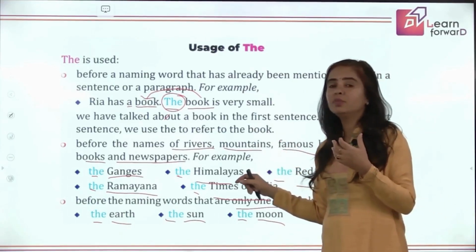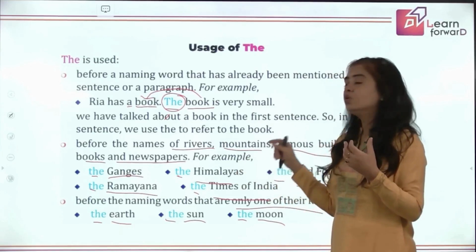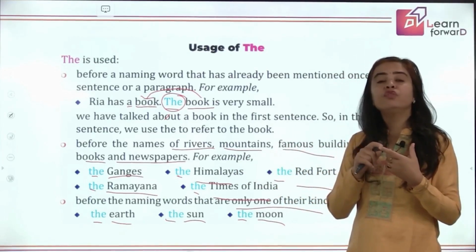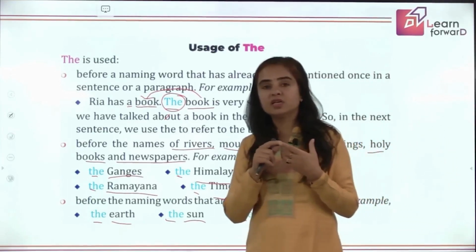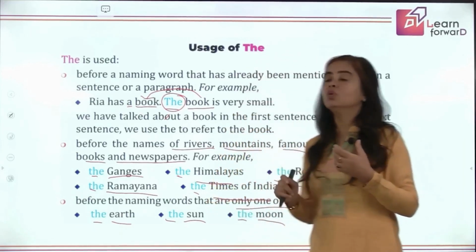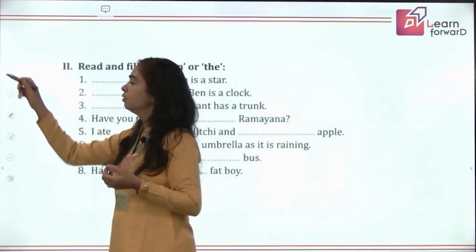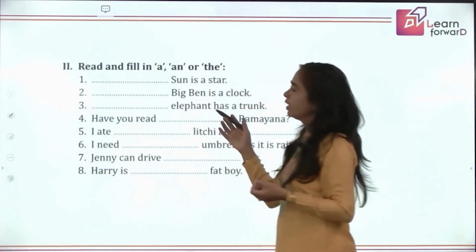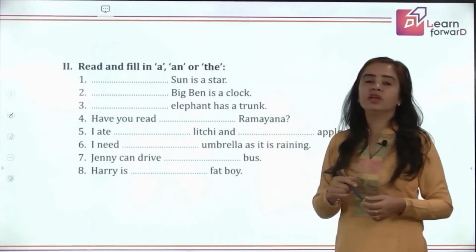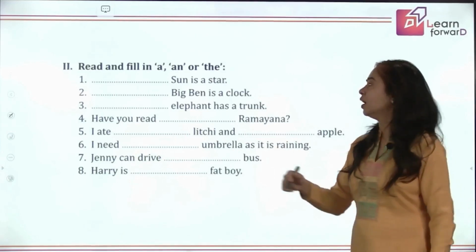And the third point we have learnt is we use the before the names of universal things. Universal things means which are one of their own kind. You don't have any other for them. Now it's time to do one exercise. Read and fill in a, an, or the article.